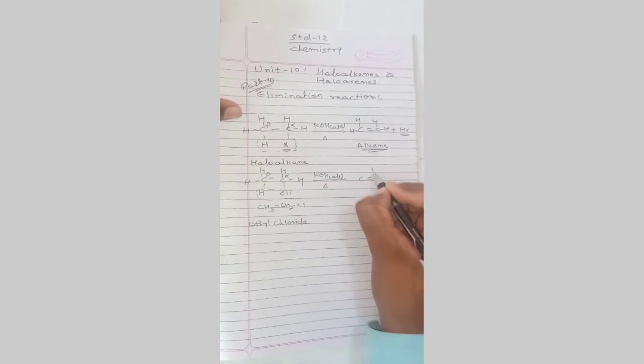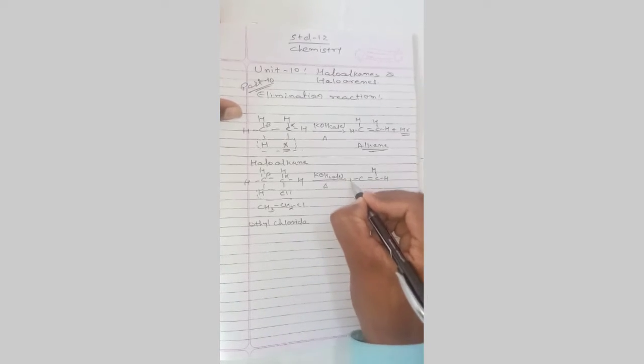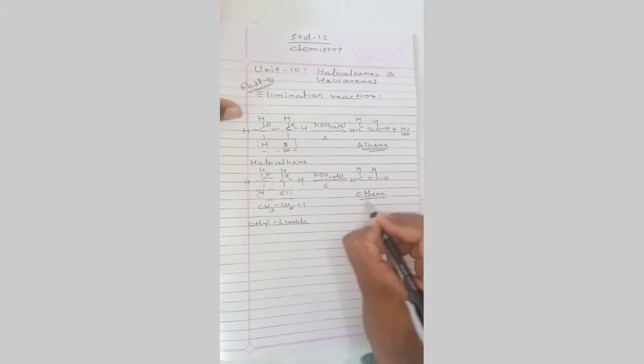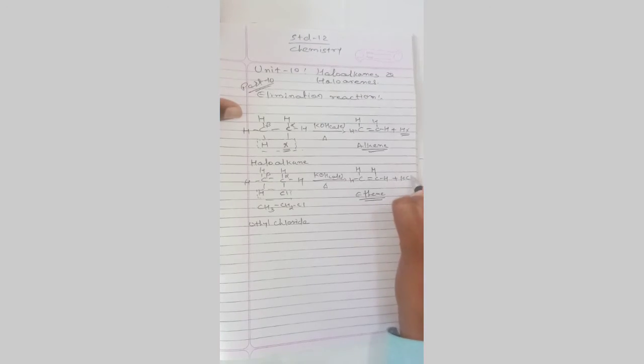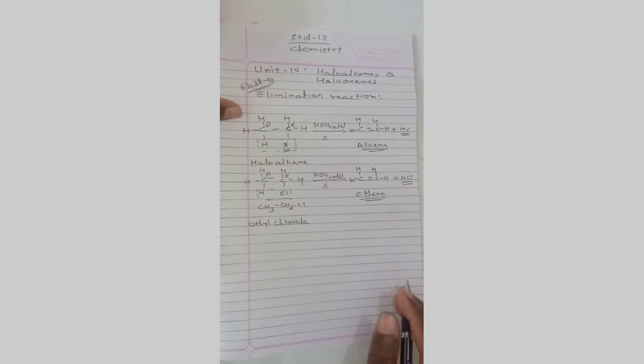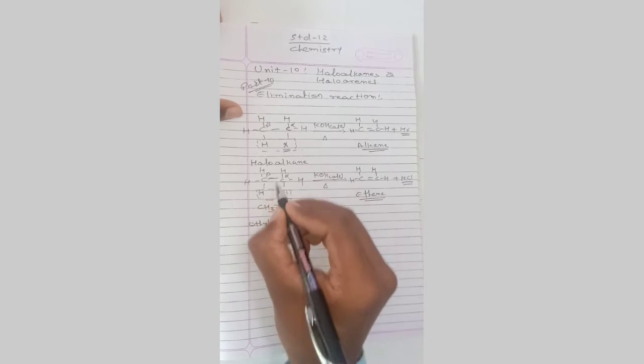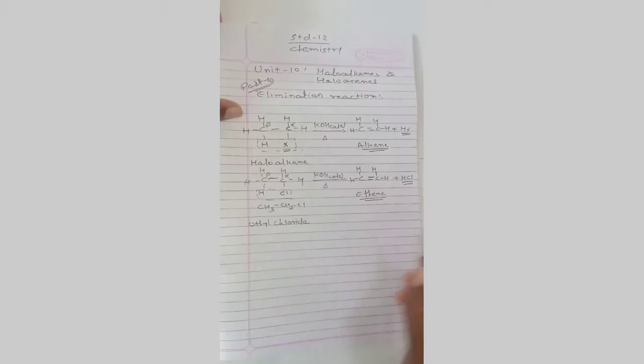We get alkene as ethene and another product, hydrochloric acid. So this single bond is converted to a double bond.